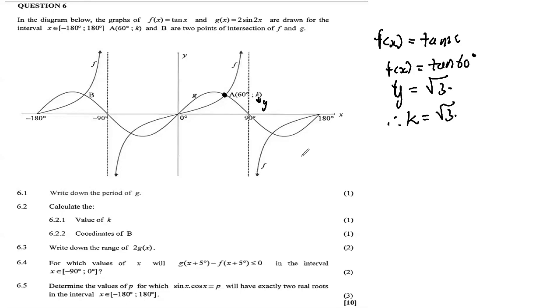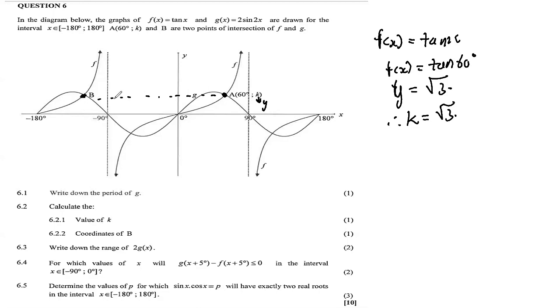Now they're saying 6.2.2, calculate the coordinates of B. At the position where B is, we can clearly see that this is the same position as A in terms of your vertical coordinate.